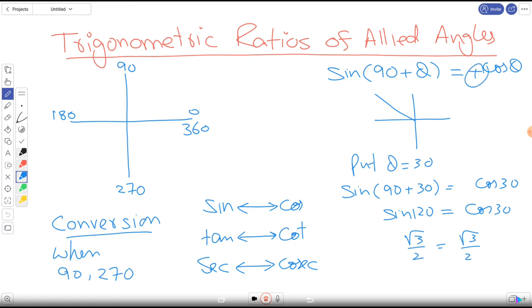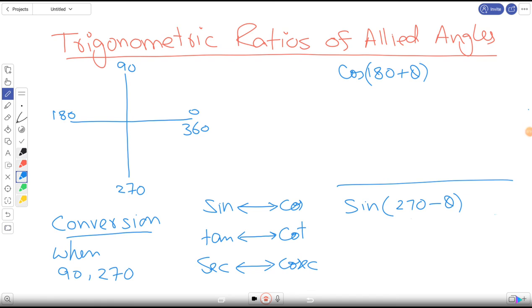So this sign does not depend upon this cos. No, no, no. This sign depends upon this trigonometric function which is going to change. Okay, or not change, whatever. So I hope this first part is clear. And let me erase it and then I'll go for more properties.